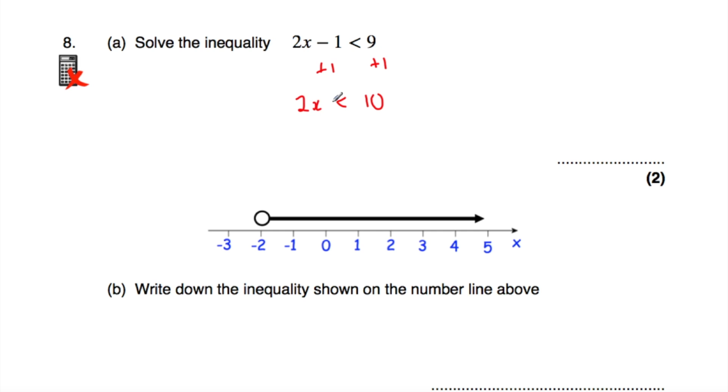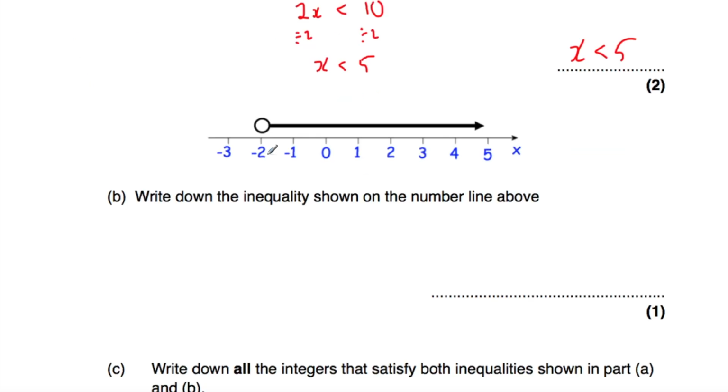So we've got that 2x is less than 10. Now we want the x on its own, so we don't want this multiplied by 2, so let's divide by 2 and divide by 2. We're dividing by 2 to get rid of this multiplied by 2, so we're just going to be left with x. And on the right hand side of the inequality, 10 divided by 2 is equal to 5. So x is less than 5. And that's it.